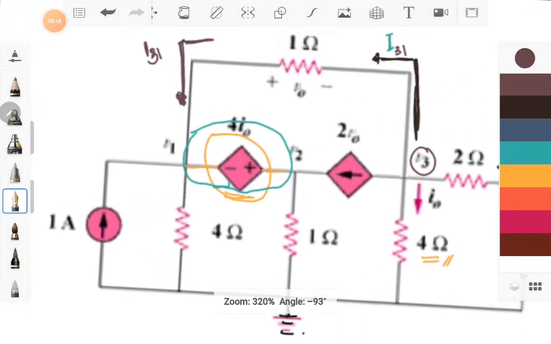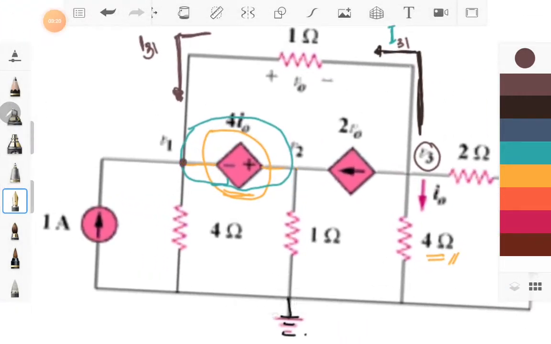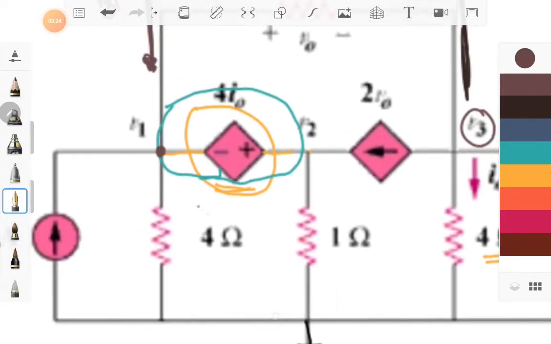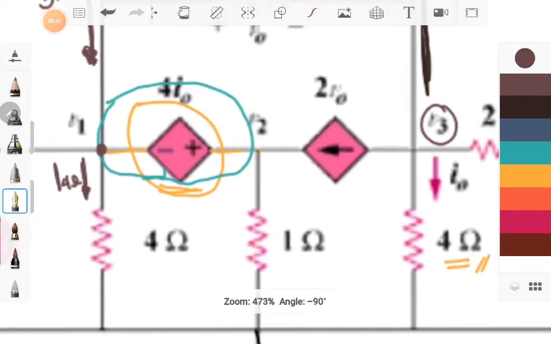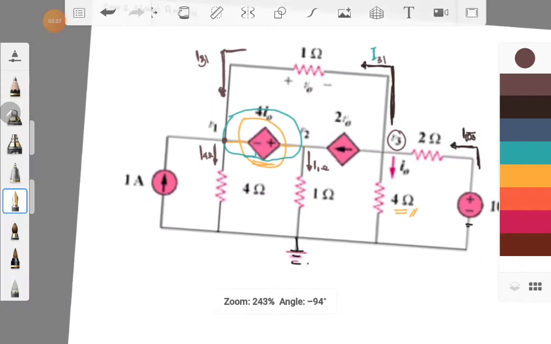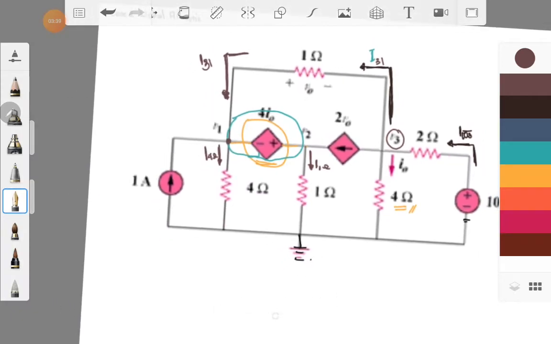So, it also enters this node. And then, we have our V1 to 4 ohms, or I may say that this is my I4 ohm. And then, I will select this as my I1 ohm, from V2 to your ground, 0.